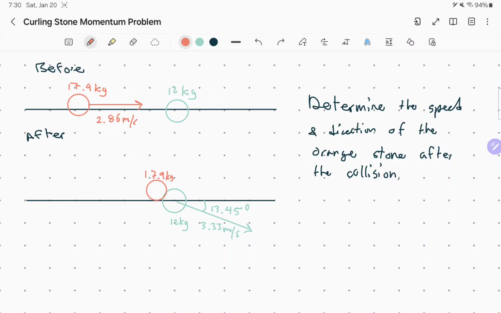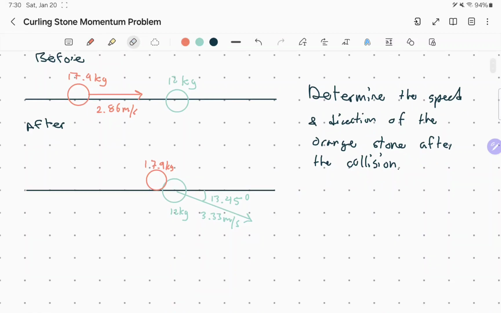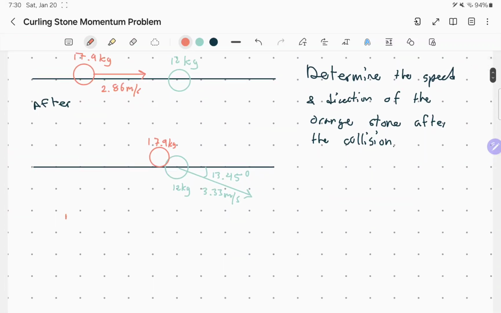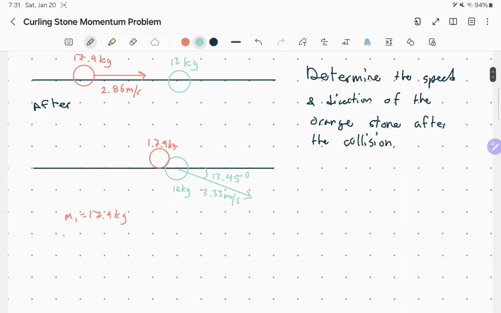And the question is asking, determine the speed and direction of the orange stone after the collision. So if this is our before, if we look at our after, or in this case during the collision, the orange stone is going to travel off somewhere in this direction with some sort of speed. And we want to find what that is. So let's just write some things down first. M1 will be the orange stone, and that is the mass of the orange stone, which in this case is given as 17.9 kilograms. And we also know that the teal curling stone, we'll call M2, has a mass of 12.